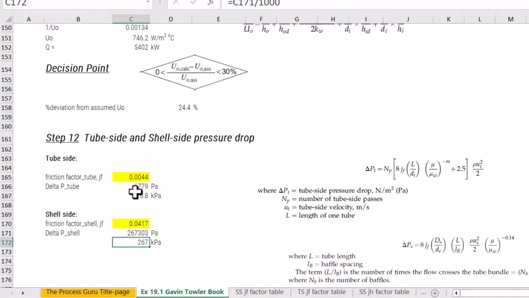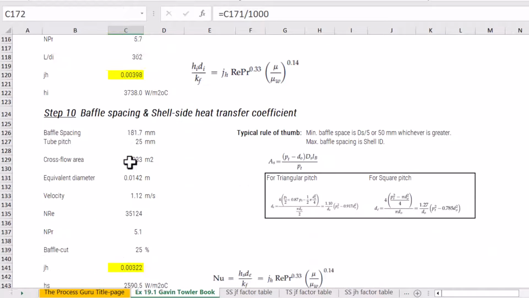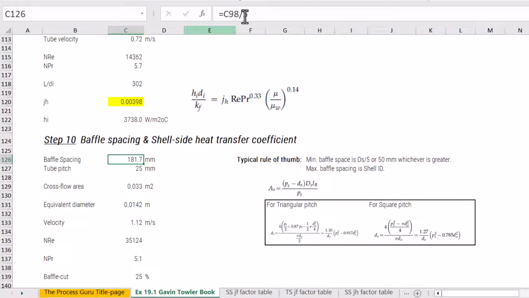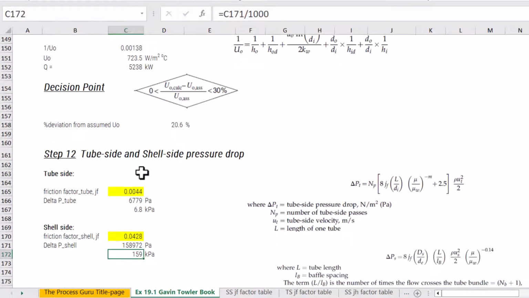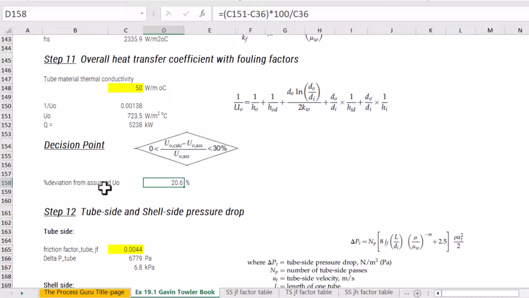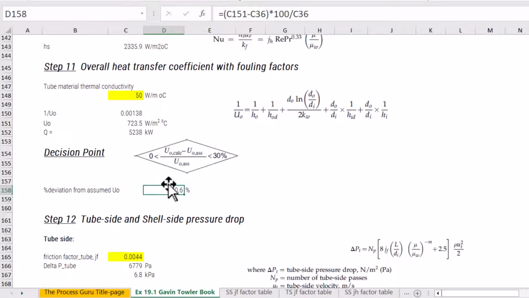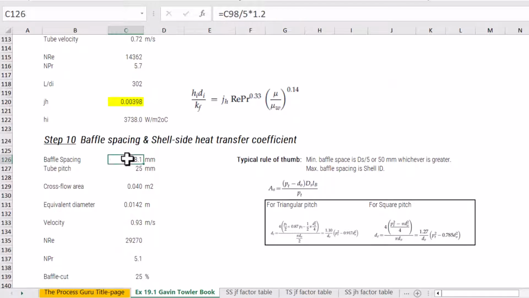So let's do that. Right now it is 267 for this much baffle spacing. We have gone for the minimum baffle spacing, but let's say I'm interested to make this baffle spacing 1.2 times. Okay, so that is leading to 159 kilopascal. We are also seeing our deviation from assumed value is also reducing, so it should not go below 0, and so we still have some room.